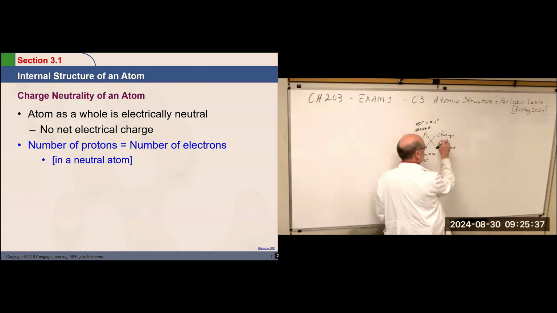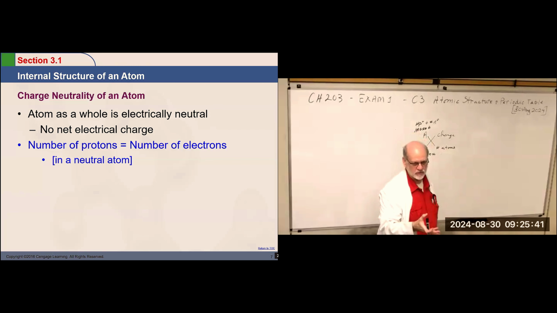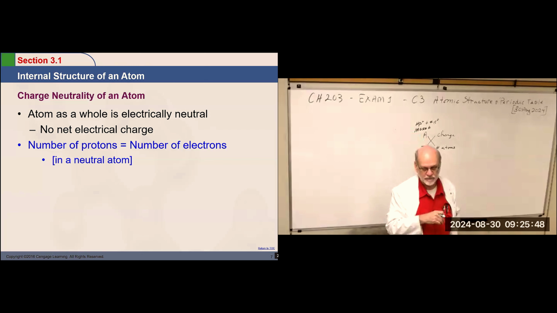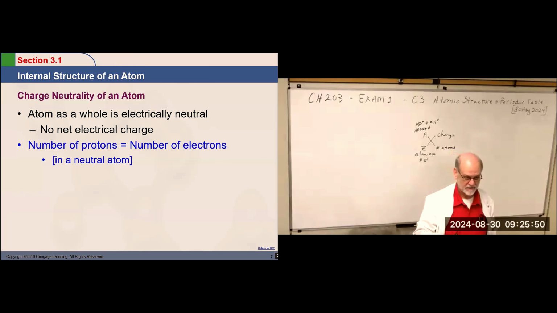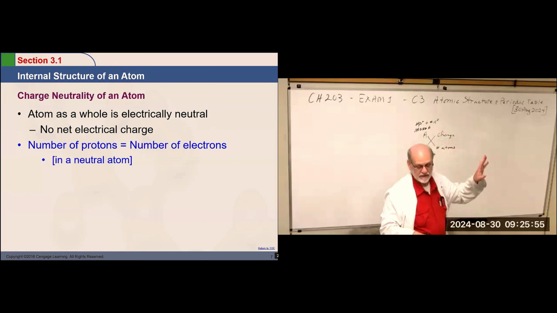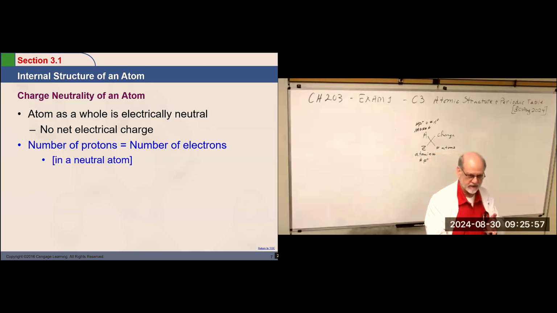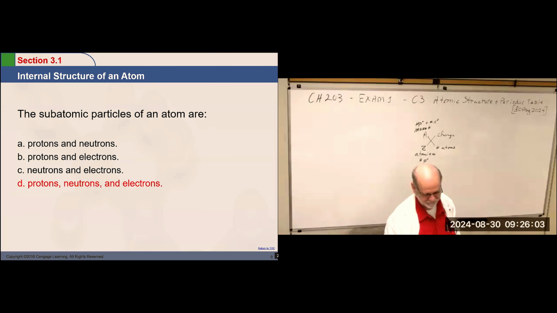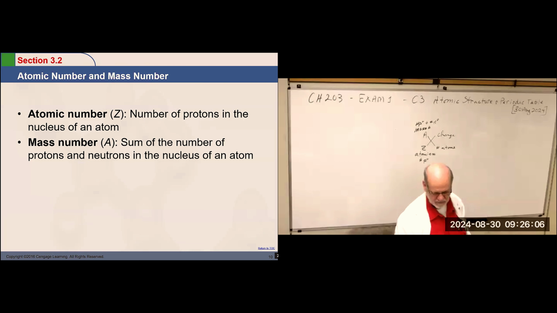If there's no number here, or if we put a 0, of course, it's neutral. If you put a negative or a positive number here, that's a symbol for an ion. But if it's neutral, if there's no charge, then the number of protons equals the number of electrons. Okay, that's how you get a neutral atom. All right. I've already told you that. I stole my own thunder.